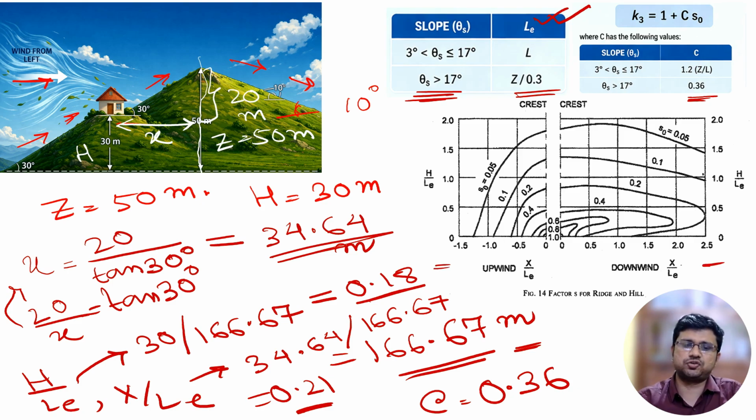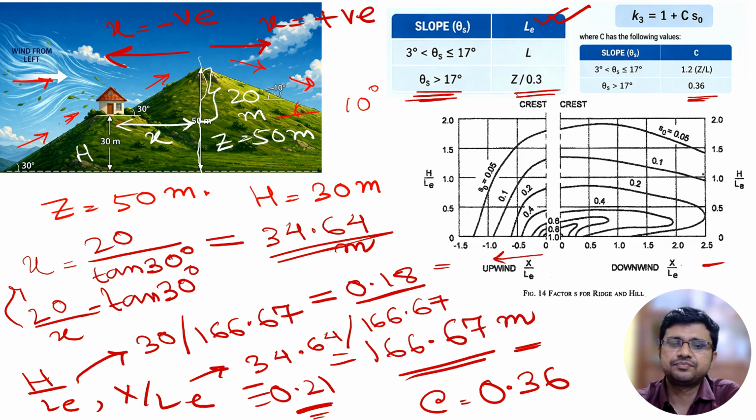Now we know that when we are considering our building along the upwind direction, the X value will be negative, and in the downwind direction, X will be positive. So our X by LE, this particular 0.21, is actually minus 0.21. So H by LE is 0.18 and X by LE is minus 0.21, a negative value, because this is along the upwind direction.